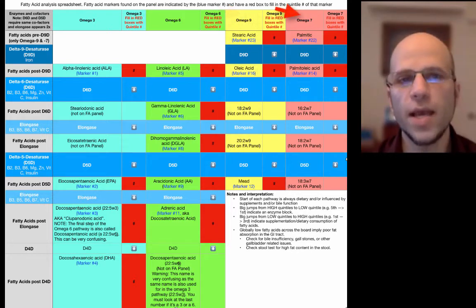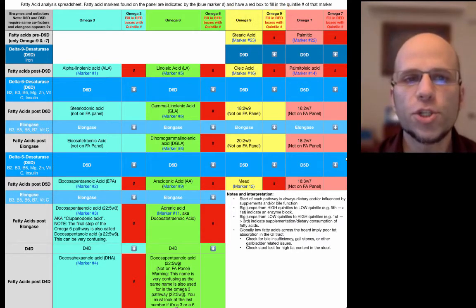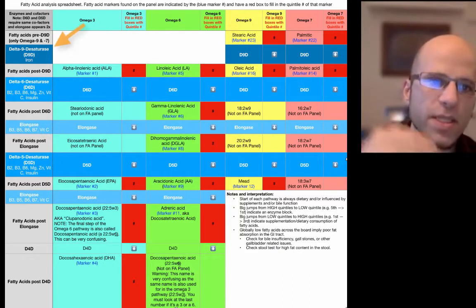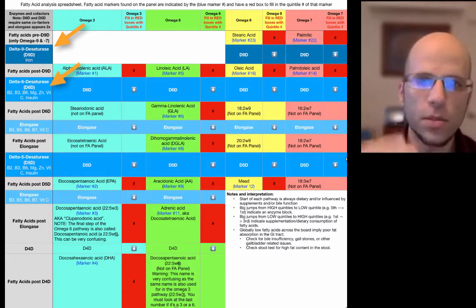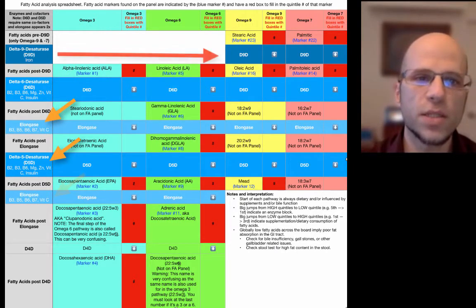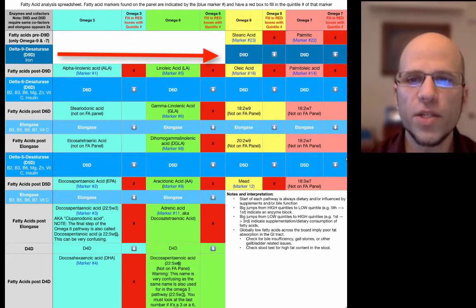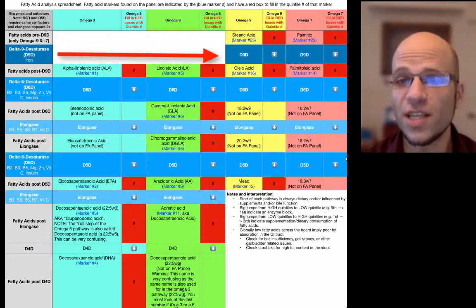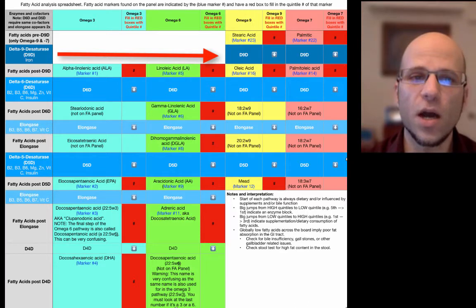And then on the x-axis, I show where the enzymes are, because these progressions share common enzymes. So delta-9 desaturase is only in the omega-9 and omega-7 pathways, converting marker 23 into marker 16 and marker 20 into marker 14, and the cofactor for this enzyme is iron.